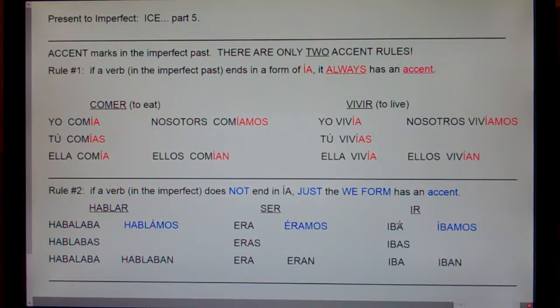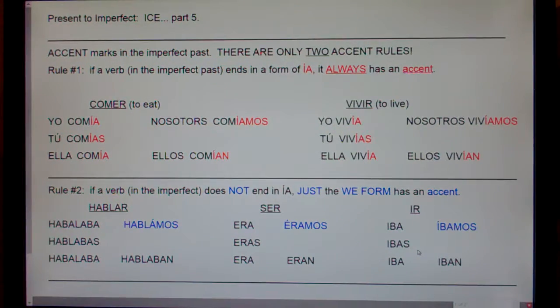These do not end in ía, so if a verb does not end in ía in the imperfect past, just the we form has an accent. So again, when you're dealing with the imperfect past, aba, ía, era, all that good stuff, if it ends in ía, every form has an accent every time.